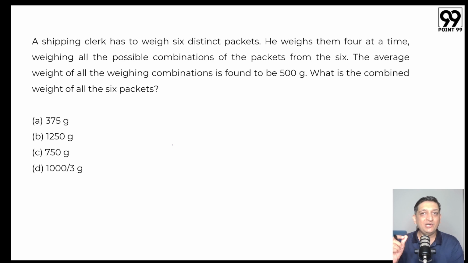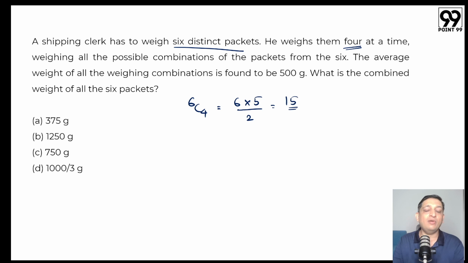Now we are trying to figure out the average of combinations. Now there are 6 distinct packets that are there, and he weighs them 4 at a time, which means that how many combinations will be possible? I have to choose any 4 out of 6, which means that there are 6C4 ways to do this, and with a bit of practice you will be able to do this very quickly. It is going to be 6 into 5 divided by 2, which is going to be 15 combinations.